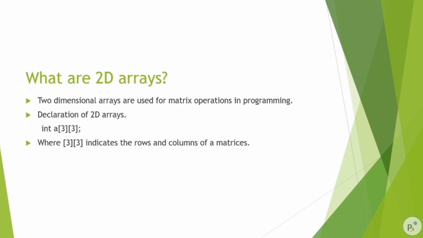First, see how the declaration of 2D arrays looks. As you can see here, int a[3][3]. There are two square brackets, 3 and 3, where the 3 and 3 indicate the dimension of a matrix. As you know, 3 by 3 means the matrix has 3 rows and 3 columns. If the matrix is 2 by 3, then it has 2 rows and 3 columns. In the same way we represent the matrix, int a[3][3], which indicates that it's a 3 by 3 matrix holding 3 rows and 3 columns.